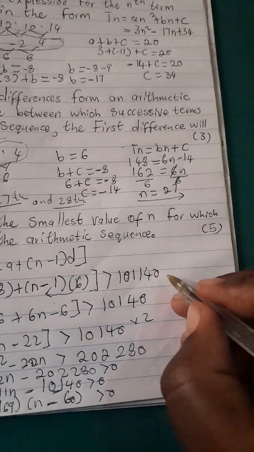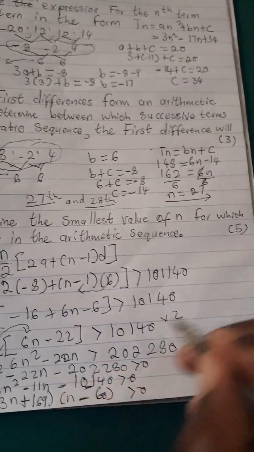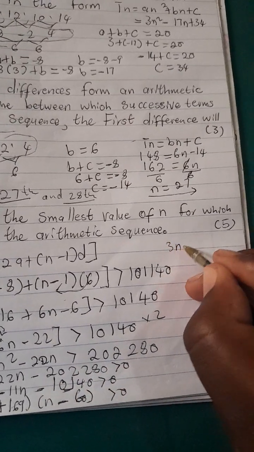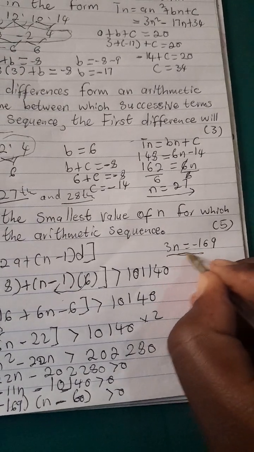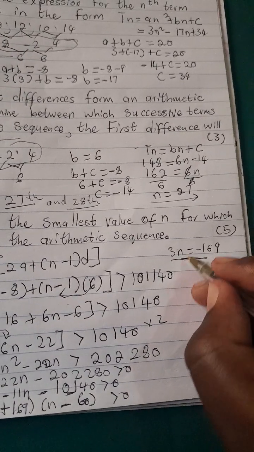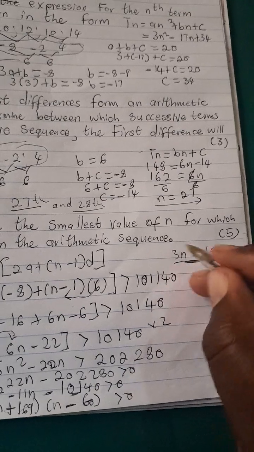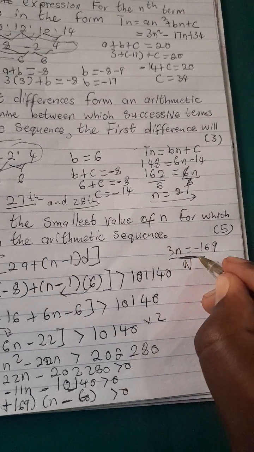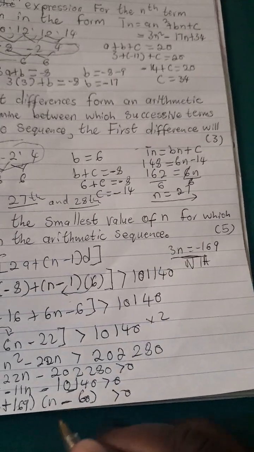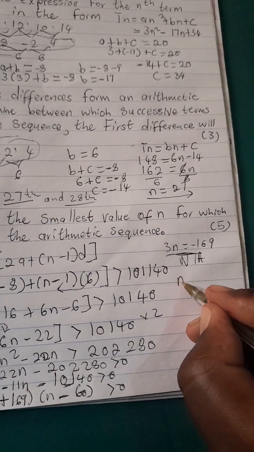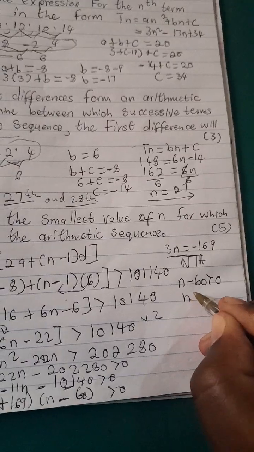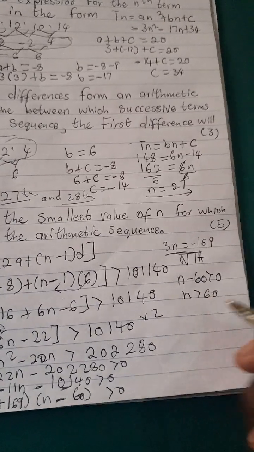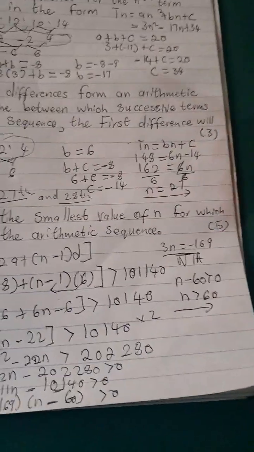So when we equate this, we are going to have 3n, which is equals to negative 169. So this cannot be applicable. We cannot have a pattern that is negative, and our n can never be negative. So I could just say it's not applicable, but we can take 60 there. So n minus 60 is greater than 0. So the solution will be n is greater than 60 in this case, right?